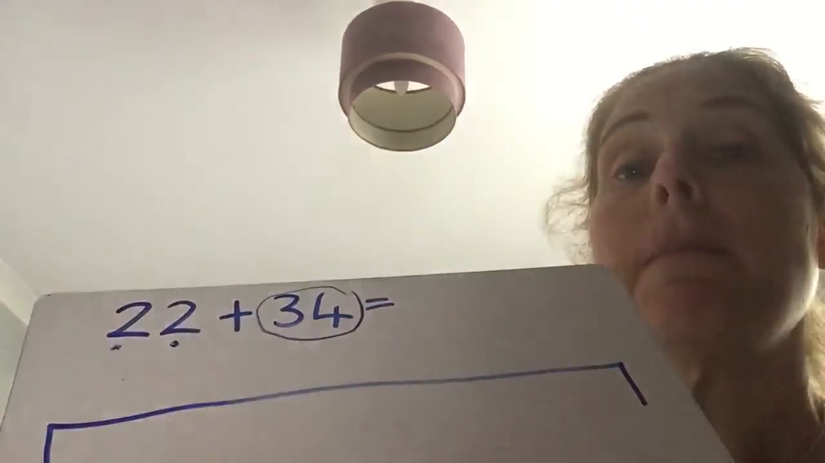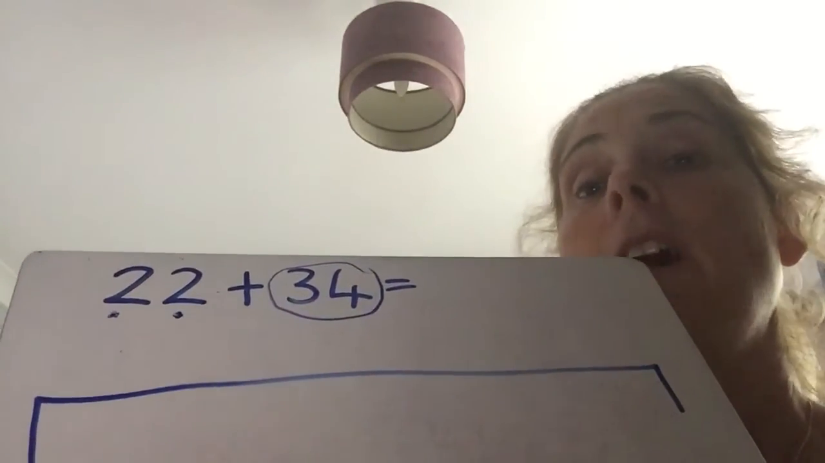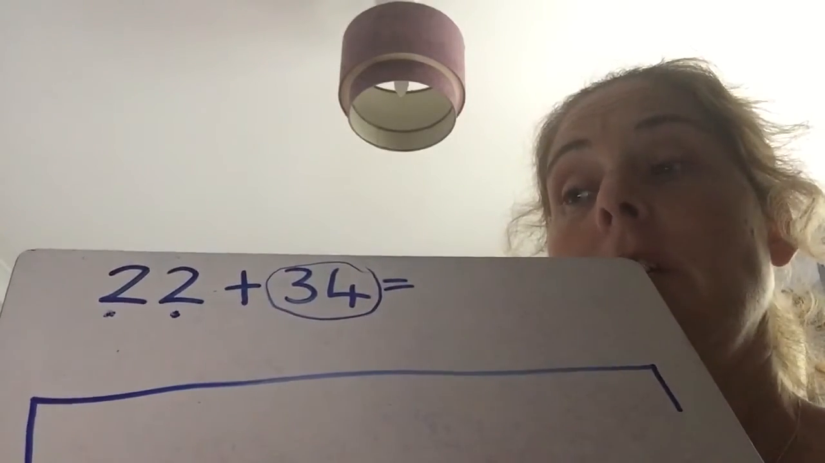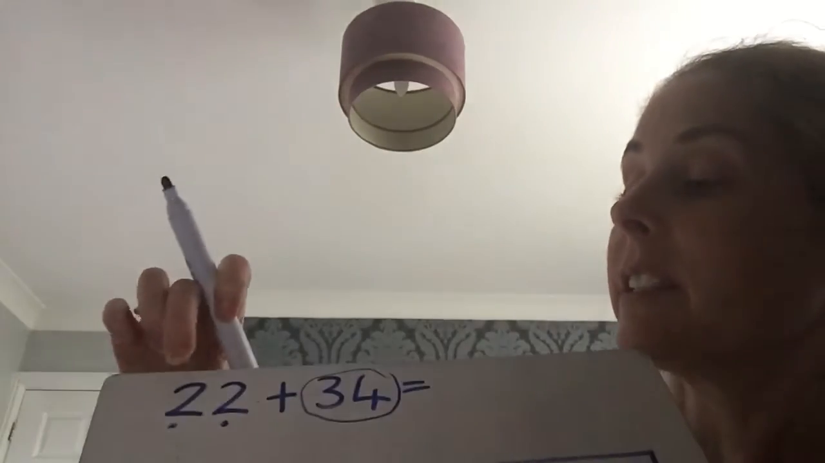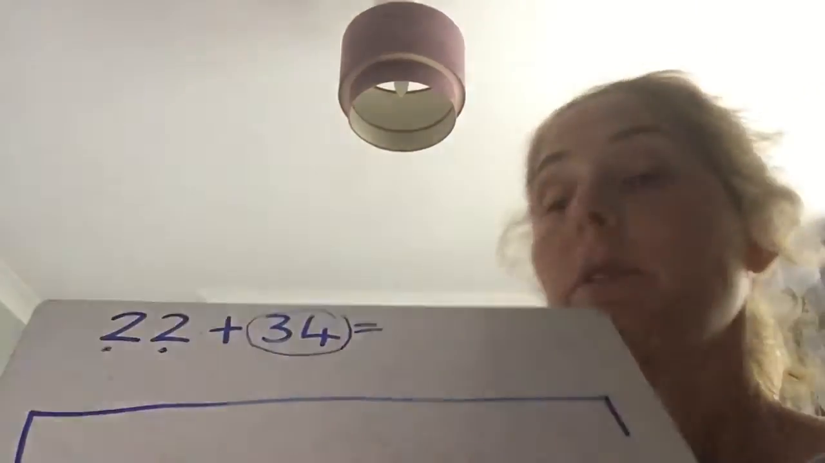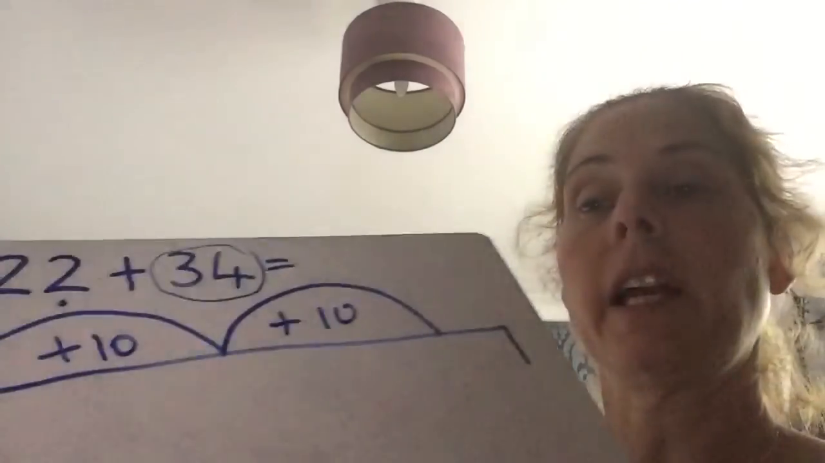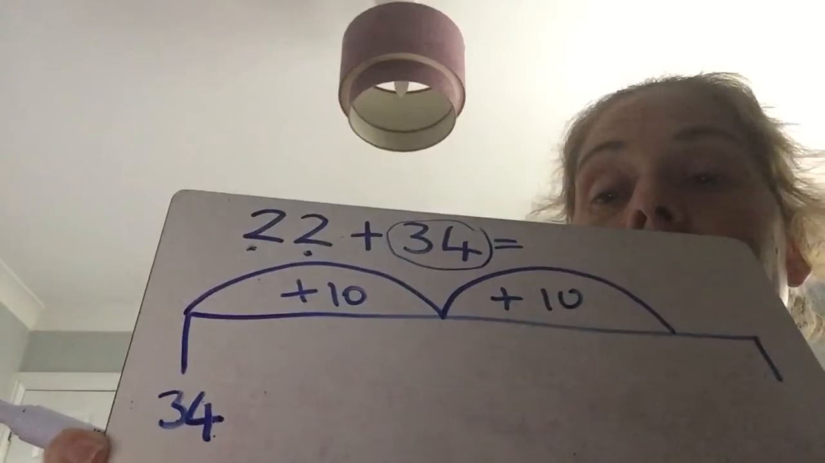Okay, so remember, we split that, we partition that number, and we add the 10s first and then we add the 1s afterwards. Okay, so we're going to look and say to ourselves, right, I need to add 2 10s. It's up to you whether you use 100 square or not. You can just do it straight onto the number line. So you would do your 2 big jumps of 10. And there you go.